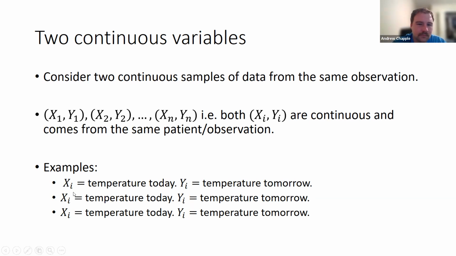Examples: xi could be the temperature today, and yi the temperature tomorrow. It probably does a pretty good job, considering that if today we're in the summer, tomorrow we're going to be in the summer too.